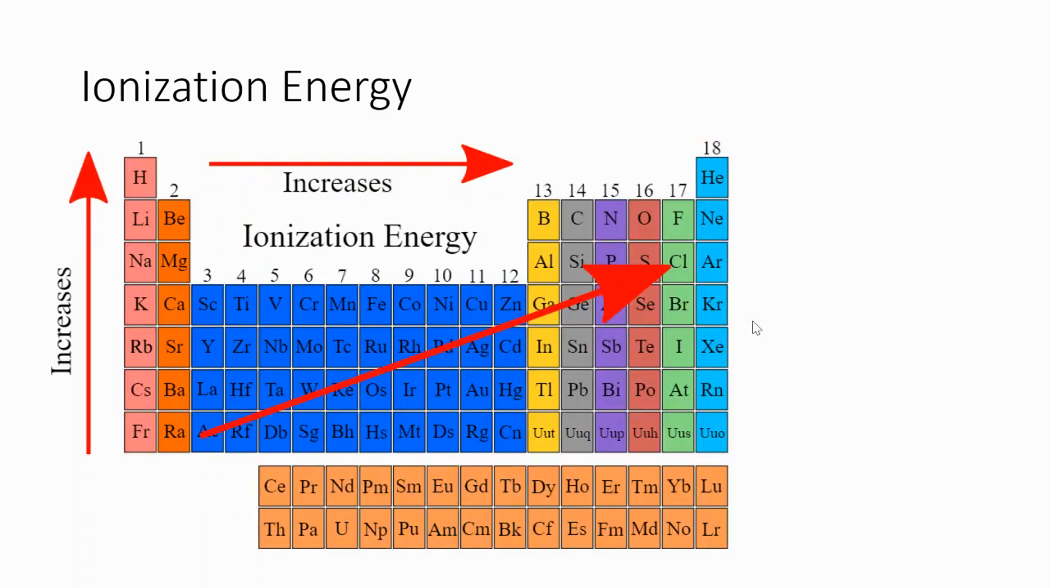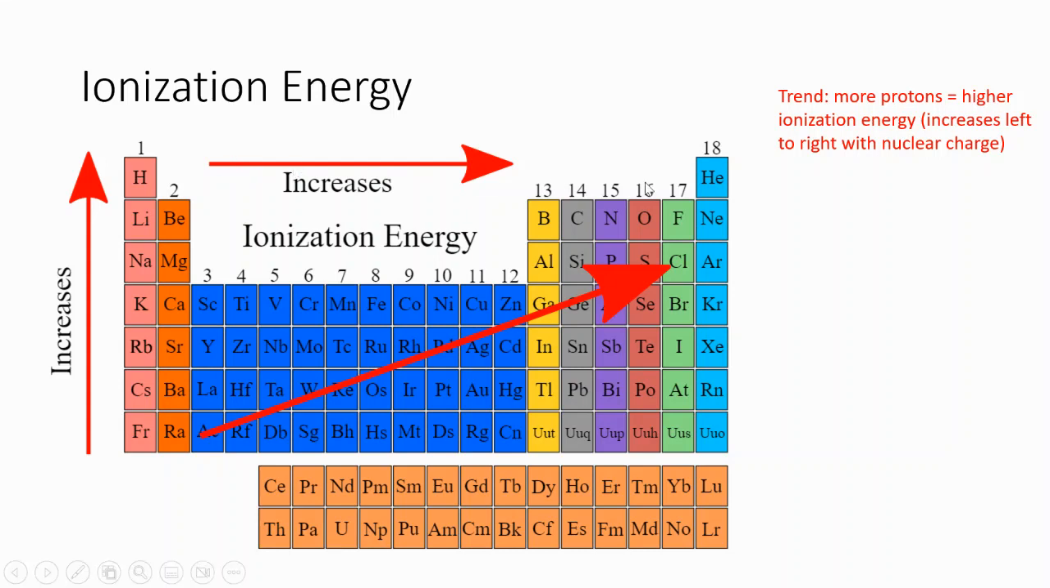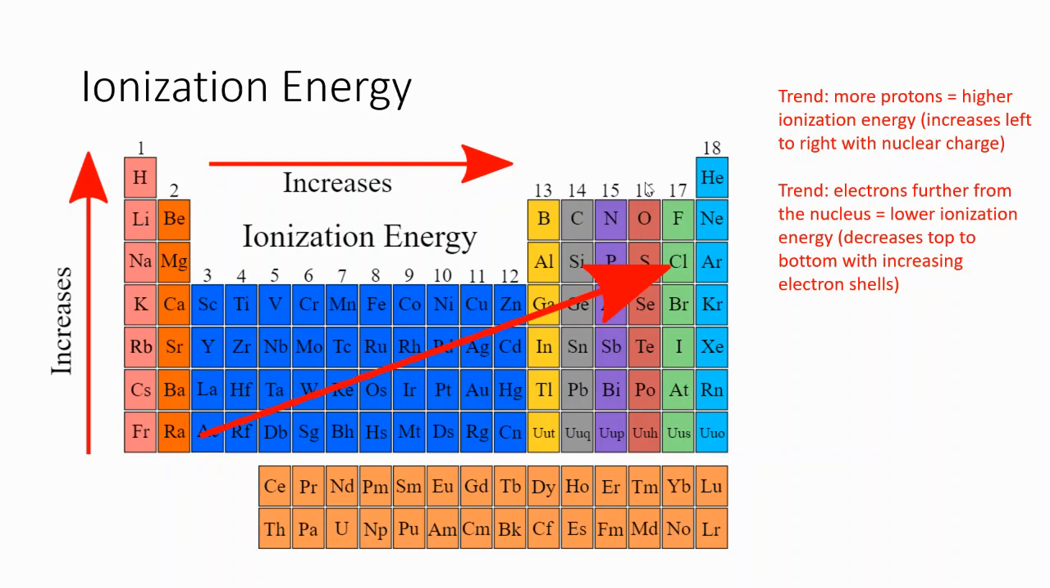Let's look at the trends on the periodic table. First trend, as we gain protons, the ionization energy increases. So it increases from left to right with nuclear charge. That's because that nuclear charge is once again holding the electrons in towards the nucleus, so it's harder to remove the electrons. Now, as electrons are further away from the nucleus, the ionization energy decreases. So it decreases from top to bottom. Alternatively, it increases from bottom to top.